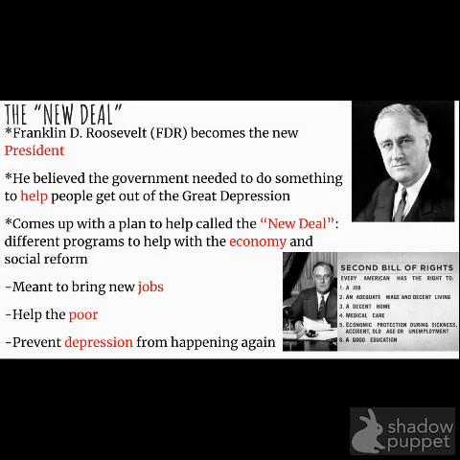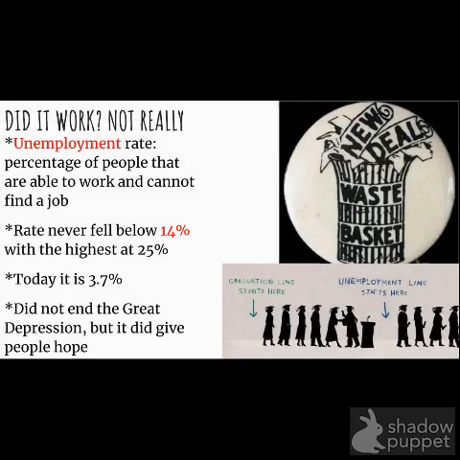The president at the time, Franklin D. Roosevelt, tries to create a program called the New Deal. He believed that the government needed to do something to help people get out of the Great Depression. He comes up with this plan called the New Deal, which tried to make different programs to help the economy and social reform. He wanted to bring new jobs into the economy, which would be economic. He wanted to help the poor, which would be social. And they wanted to prevent depression from happening again, which could be political because he's trying to implement laws that would help us to not have this occur again.